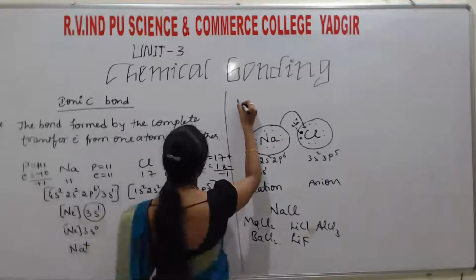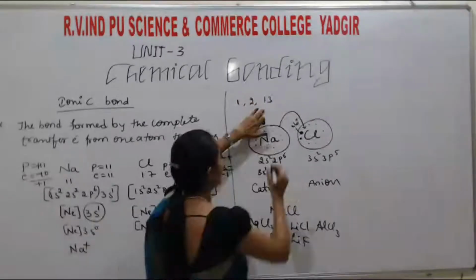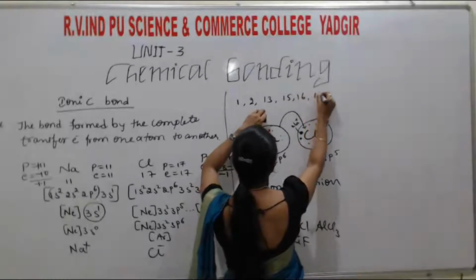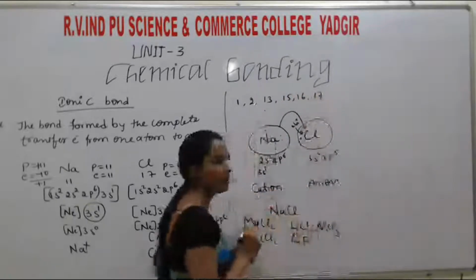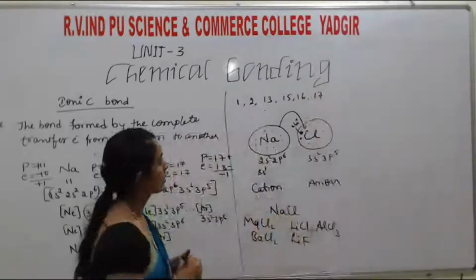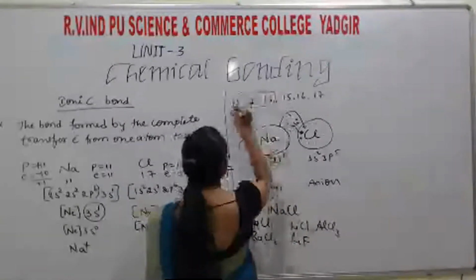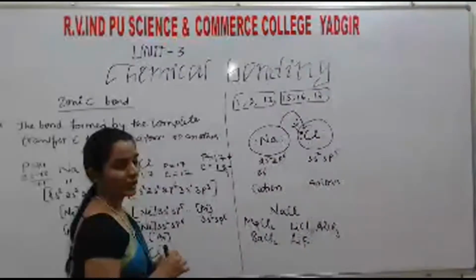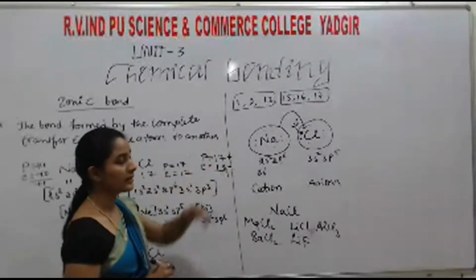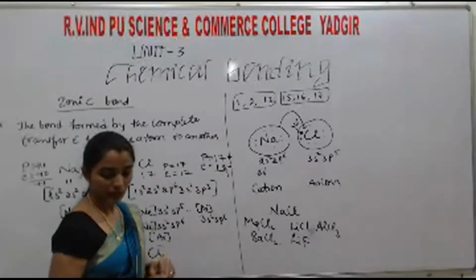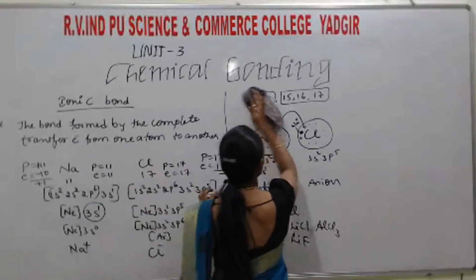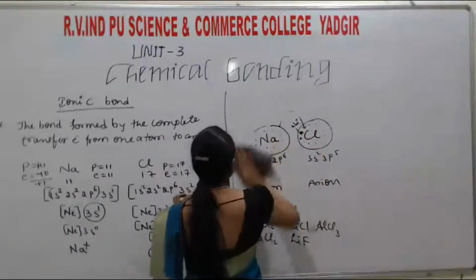So up to group number 1, 2, and also 15, 16, 17 group elements form ionic bonds. And these are cations and these are anions. Understood? And also the valences depend on that. This is about the ionic bond. So next we will discuss covalent.